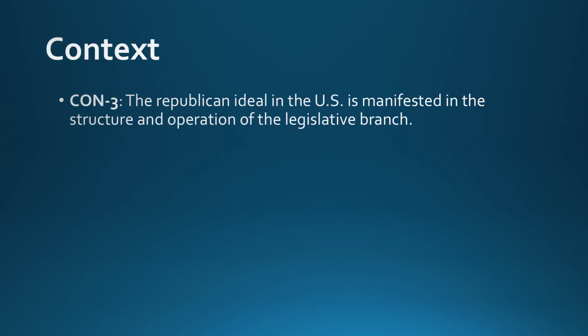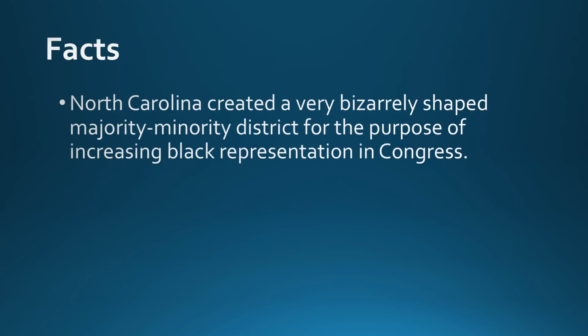Alright, and our learning objective here, the context in which we want to consider this document, is that the Republican ideal in the U.S. is manifested in the structure and operation of the legislative branch. So we're talking about congressional representation here. So what were the facts of this case?